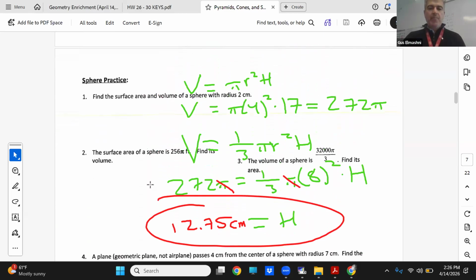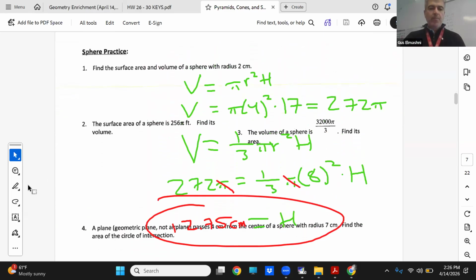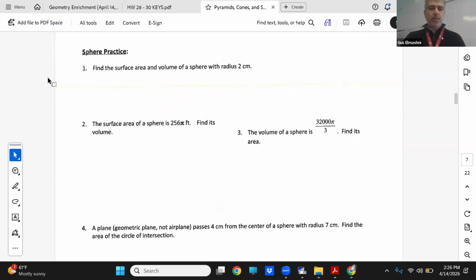Okay, let's look at 1 and 3. Oh, 1's too easy. Are we still doing one? Yeah, we'll do 1 and 3.